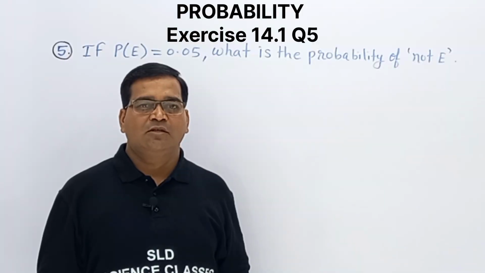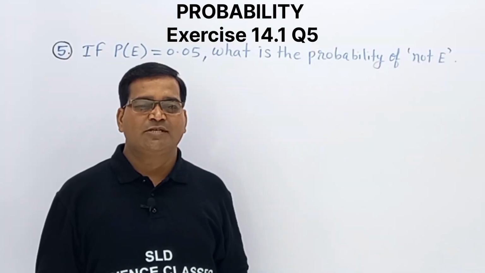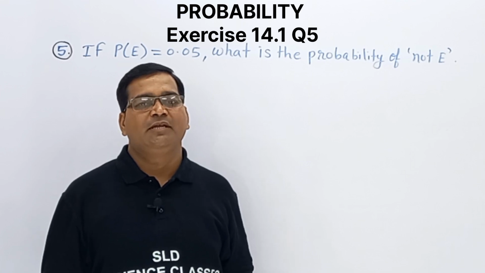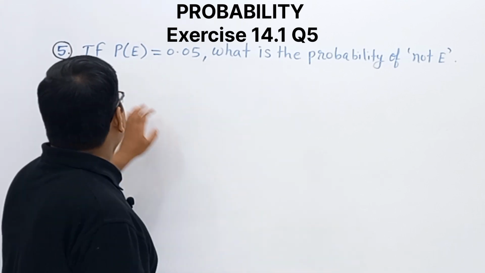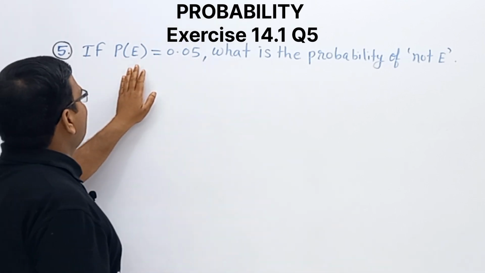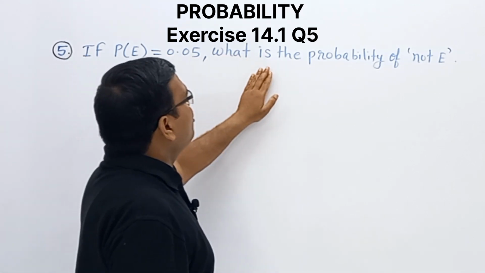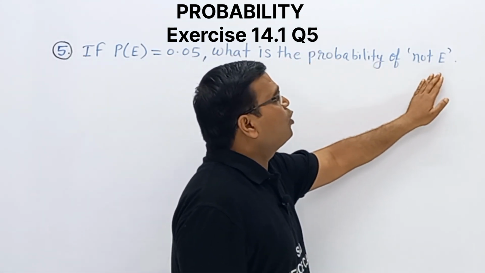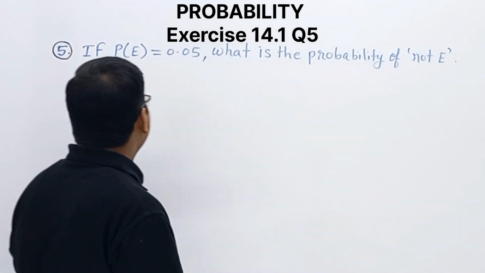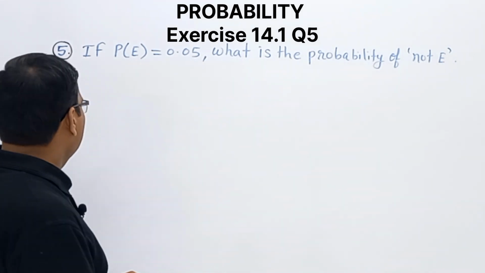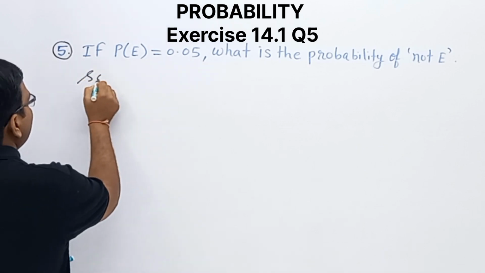In this class, we are going to discuss question number 5, exercise 14.1, probability. Observe this question. If the probability of event P(E) equals 0.05, what is the probability of not E? What do we want? The probability of not E. So, what about its solution?